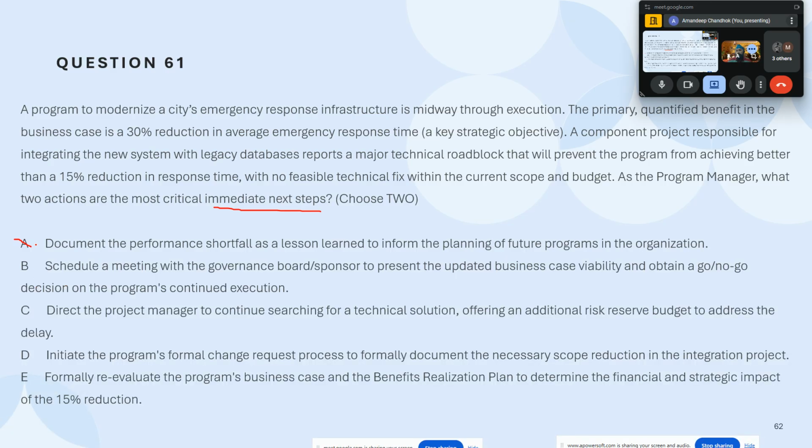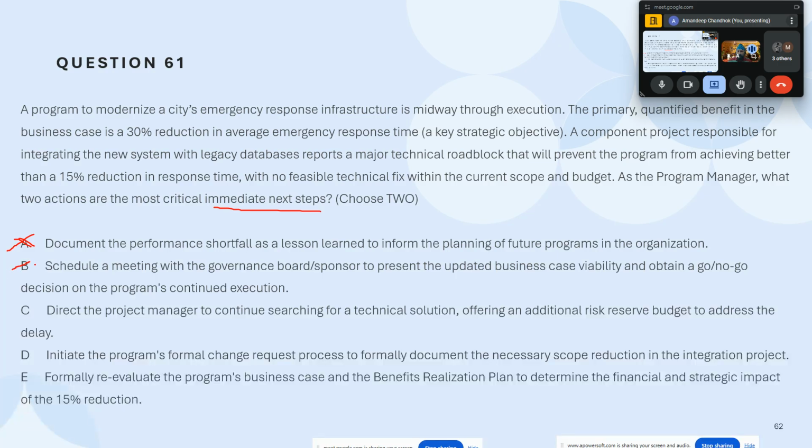So A, yes, can be done, but would it be the immediate one? Not necessarily. Hence A goes out, which all of you unanimously also said, that A doesn't fit in. Next one: schedule a meeting with the governance board slash sponsor to present the updated business case viability and obtain a go/no-go decision on the program's continued execution.